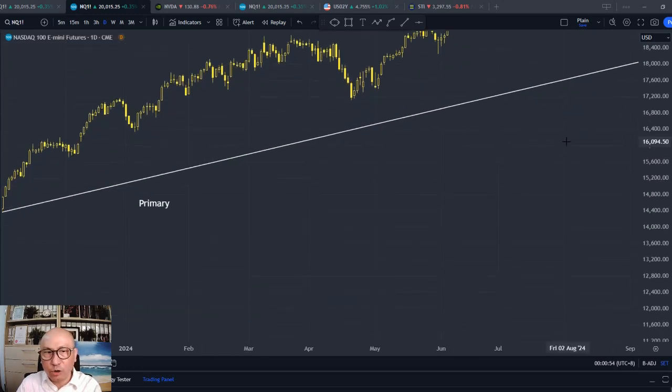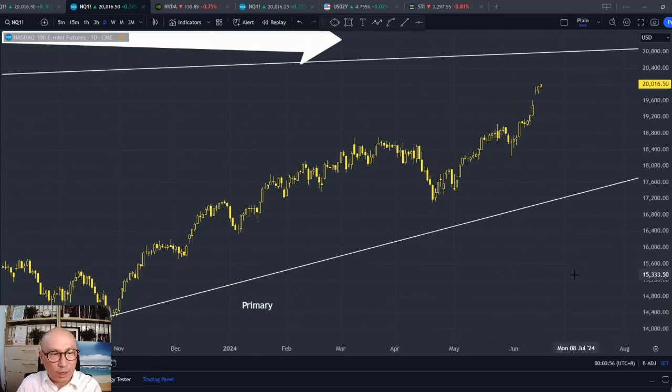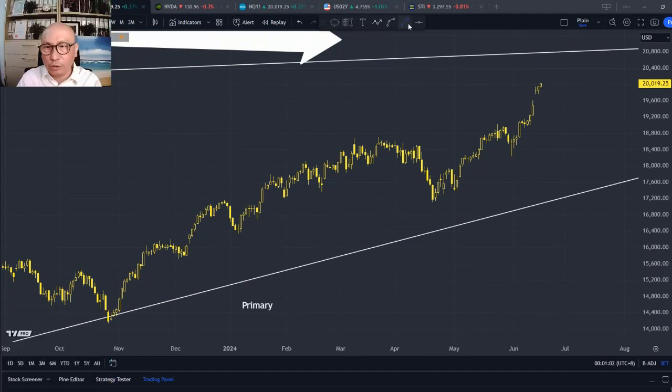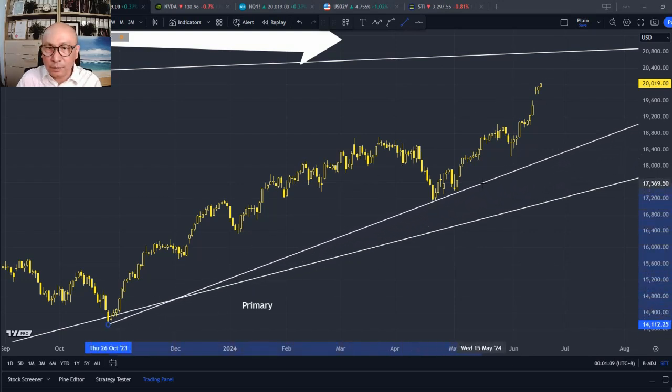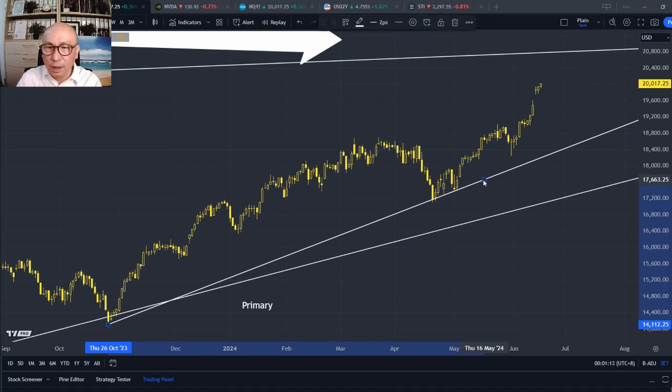Now I'm going to further draw, to fine tune it, another secondary uptrend line on the daily chart here. And this is what I'm going to do here. I can see pretty clearly that I may want to do this to find at least 3 significant troughs. And I kind of like this, an effective uptrend line.